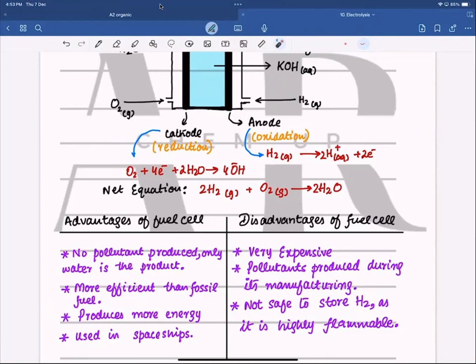The thing is that we are continuously providing the hydrogen, right? So it is not necessary that all of the hydrogen turns into hydrogen ions. There is a possibility that some of the hydrogen stays unreacted. So the one which stays unreacted comes out as excess fuel. Okay sir, okay. Okay. Now quickly complete the advantages and disadvantages.